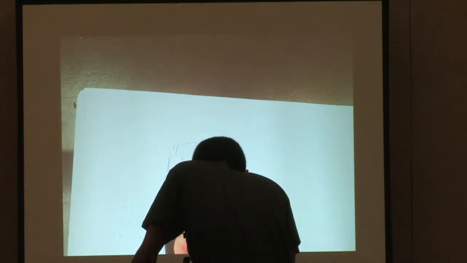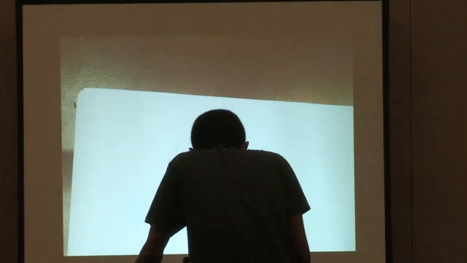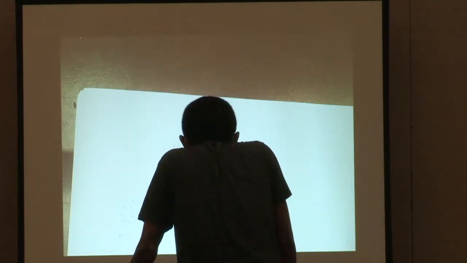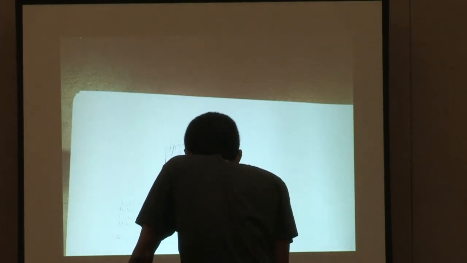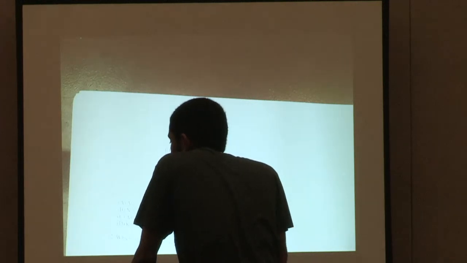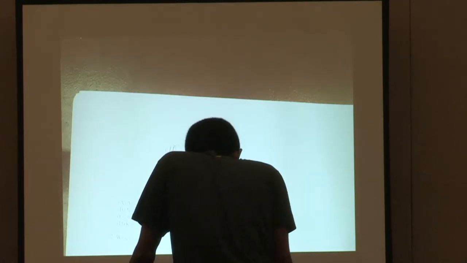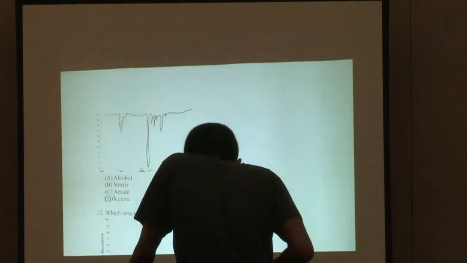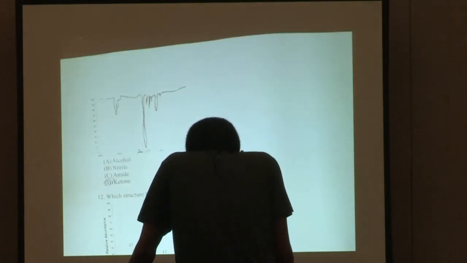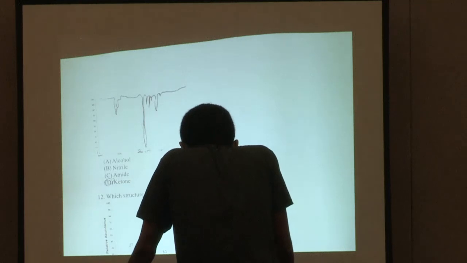Where the peak goes down, seeing that it's a strong peak going down at 1710, we know that could only be a ketone. I'll give out the values at the end of this, because maybe you guys don't have them for all the different functional groups. But 1710 is always just going to be a ketone when it's strong like that. When you conjugate it, if you have a double bond next to it, you know it'll shift over by around 50.